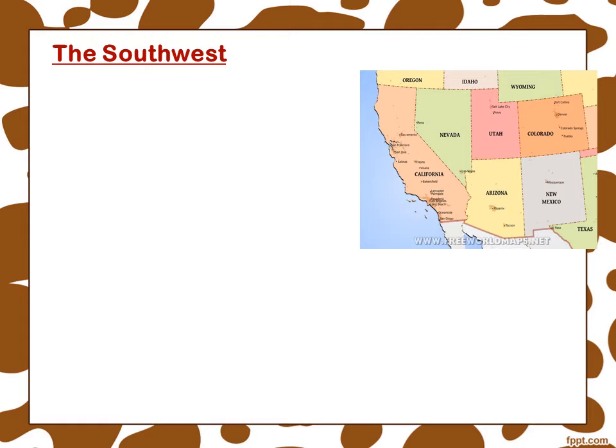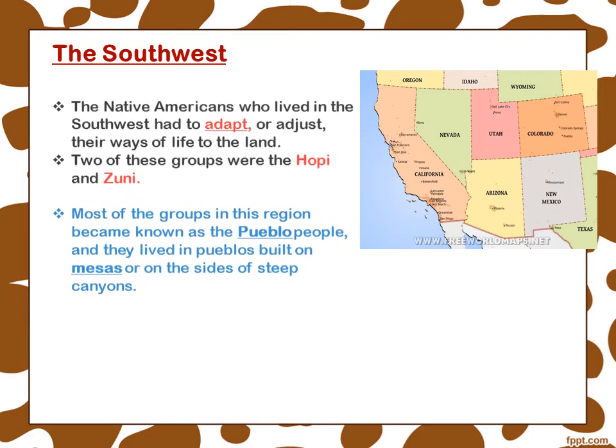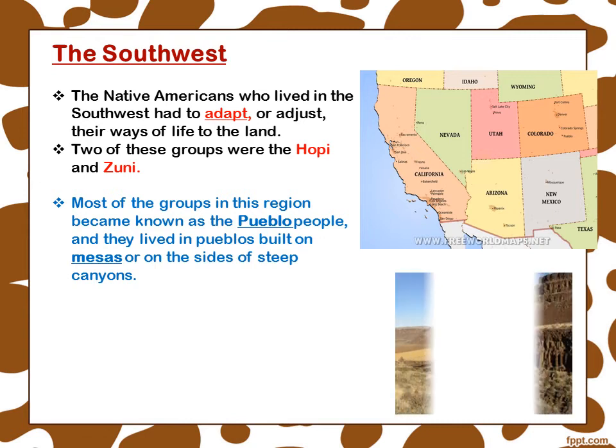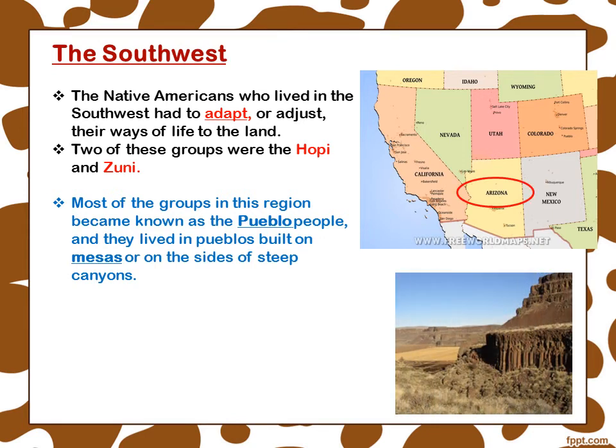Let's find out the native people of the Southwest and their ways of living. The desert Southwest, with its mesas, canyons, cliffs, and mountains, was a hard place to live. Intense summer heat, and weeks can go by without a drop of rain or snow. Among the Native Americans who were able to adapt or adjust their ways of life to this land were the Hopi and the Zuni. Okay, Hopi live in what is today the state of Arizona, and the Zuni live further east in present-day New Mexico. So they and most other groups in the region became known as the Pueblo peoples.